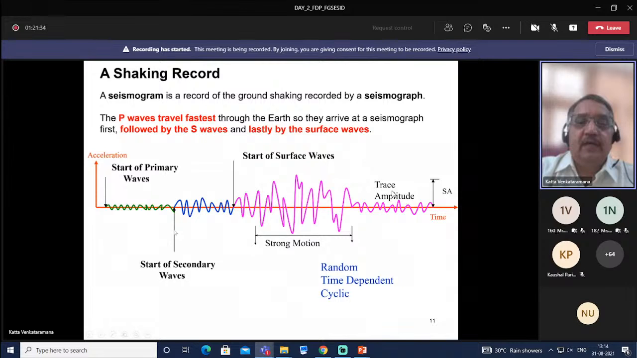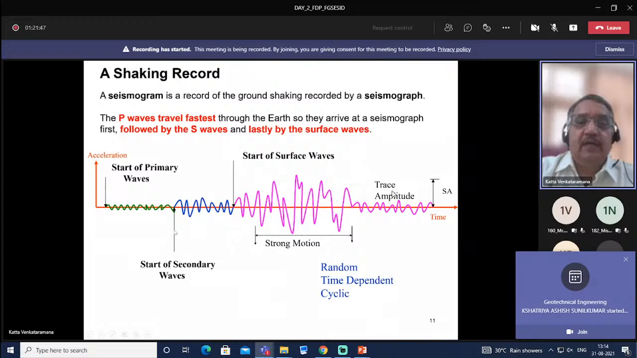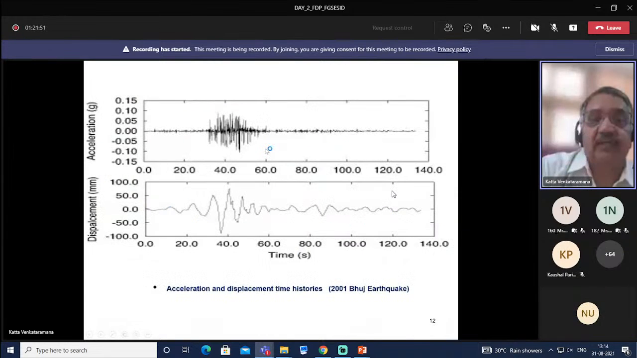More than 10,000 people died during this earthquake, and if you look at the time, it is only 2 minutes. The entire quake lasted less than 2 minutes, and if you look at the strong motion, this is around the 30 to 60 seconds region.